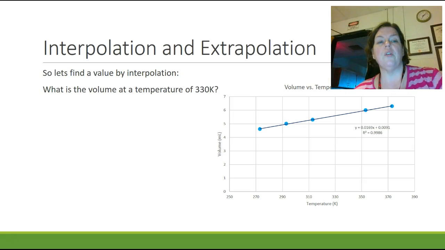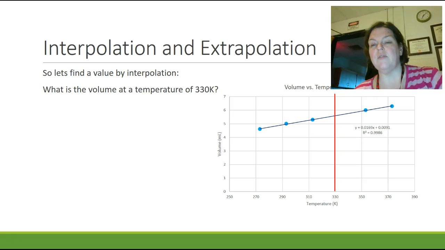Interpolation. First we want to find the volume at a temperature of 330 Kelvin. We can see 330 is right here. If we go up, that's within the data we graphed. There's our last point, there's our first point, and it's right smack in the middle. So how do we figure that out? I draw a vertical line going up from 330 to the line of best fit.